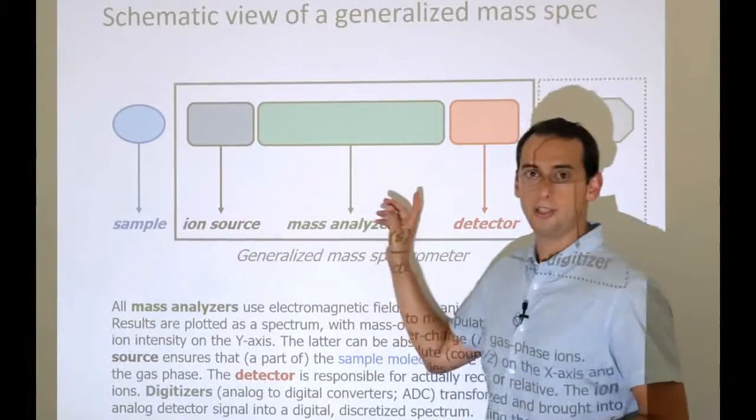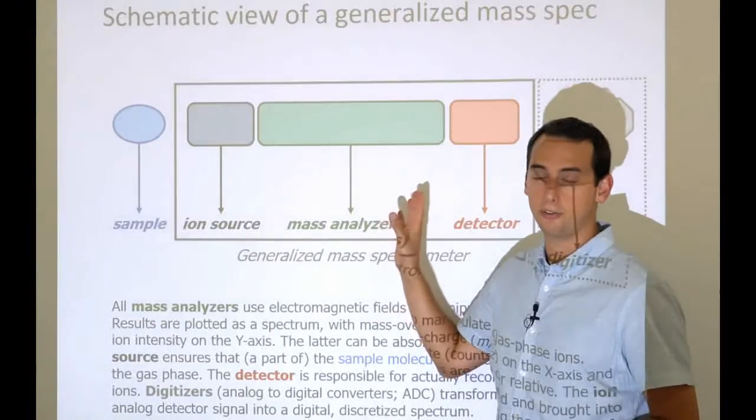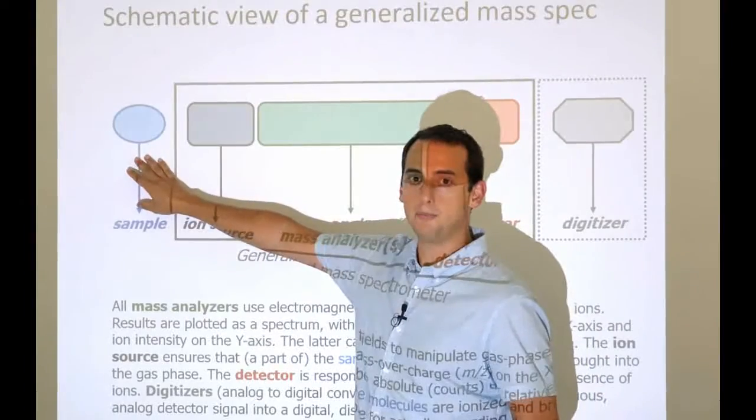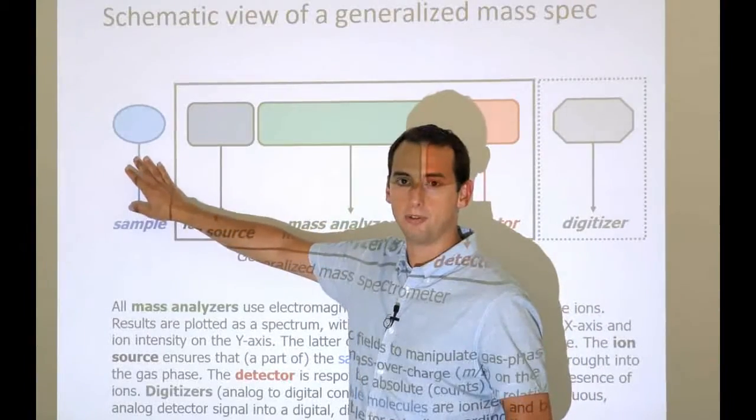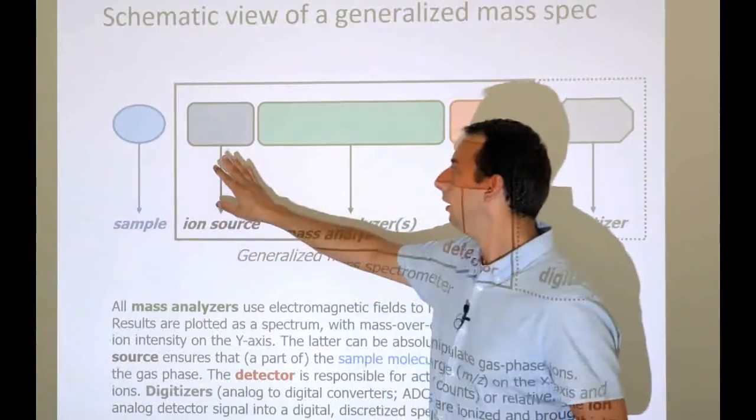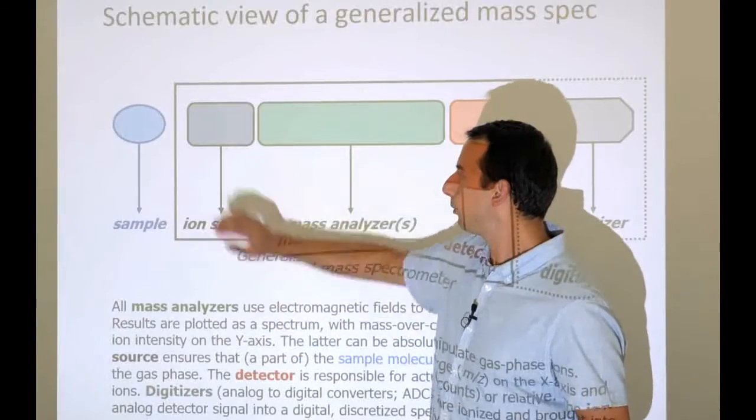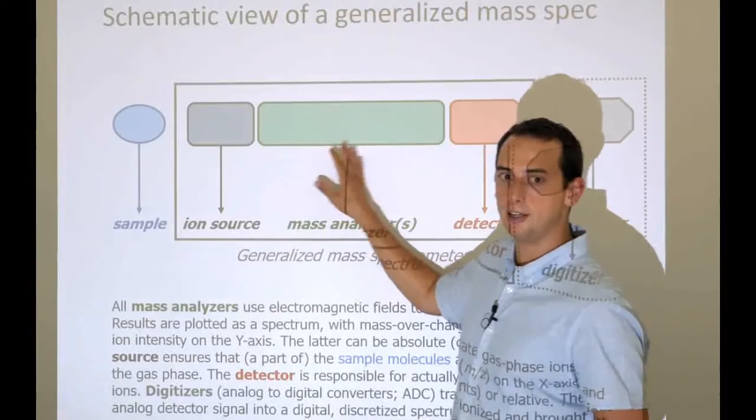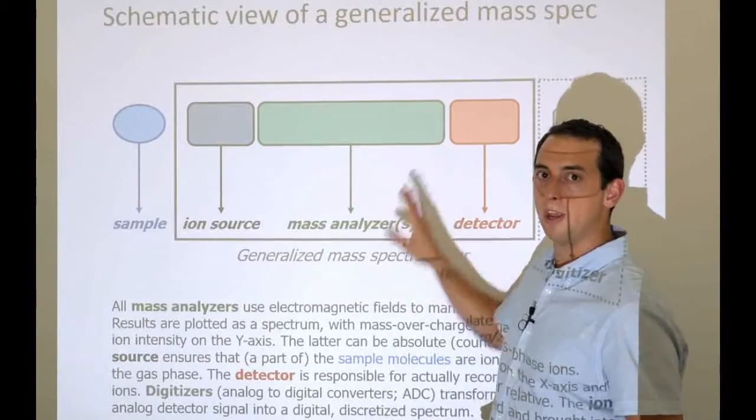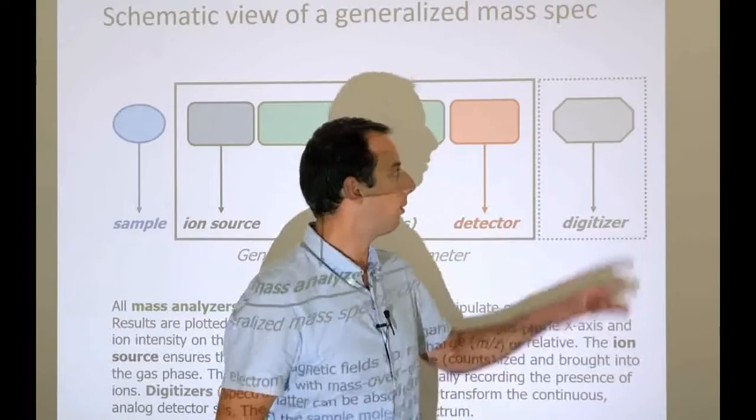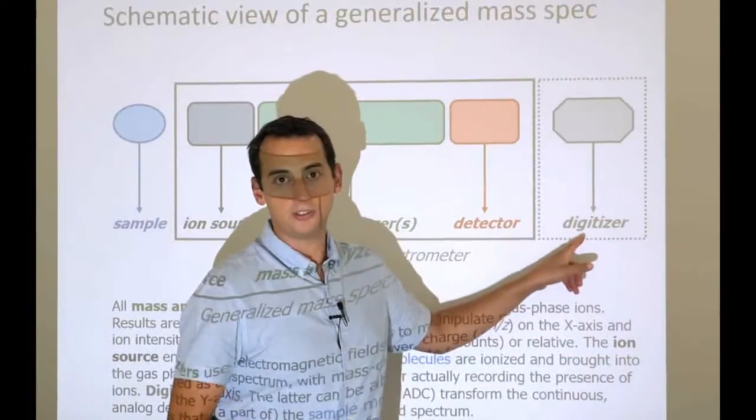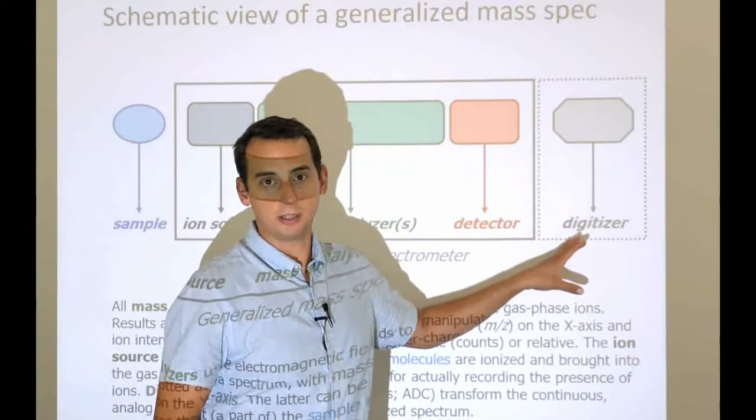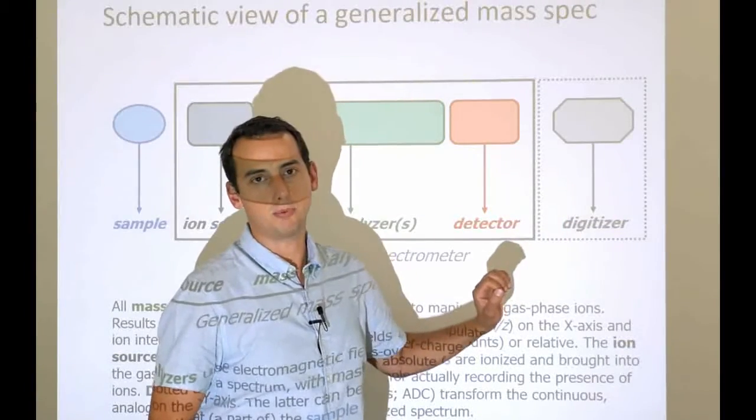I use a color coding here, which I will use throughout the slides and throughout the lectures. It's always going to be the same color code. So this light blue always indicates sample or sample molecules. This purple-gray is ion source. The green is a mass analyzer. The red is a detector. Only on this slide am I going to talk about one other component, which is the digitizer. Now, the digitizer is an important component of a mass spectrometer and used to make a lot of difference, but these days it's not that important anymore.